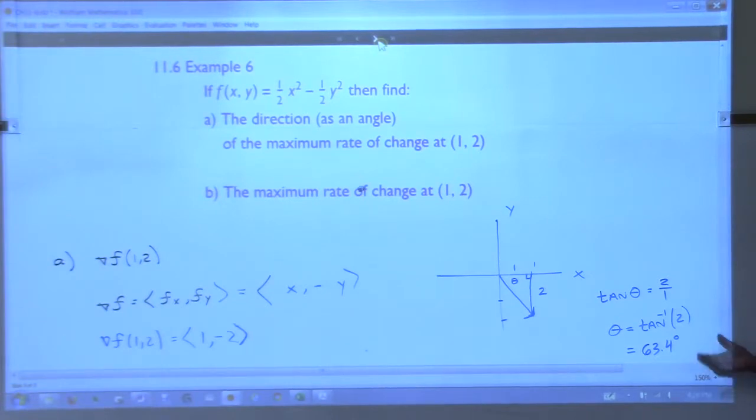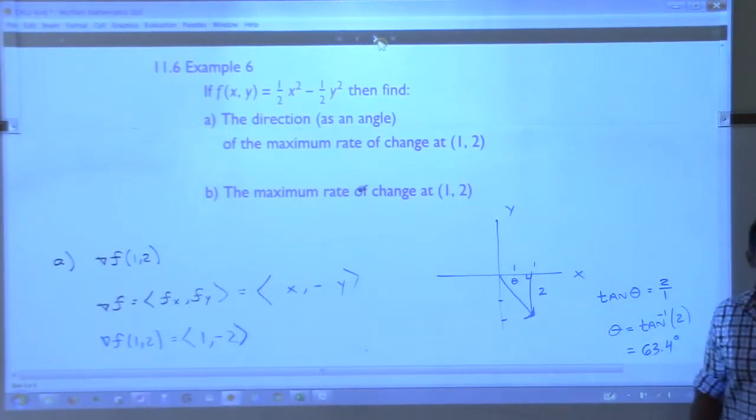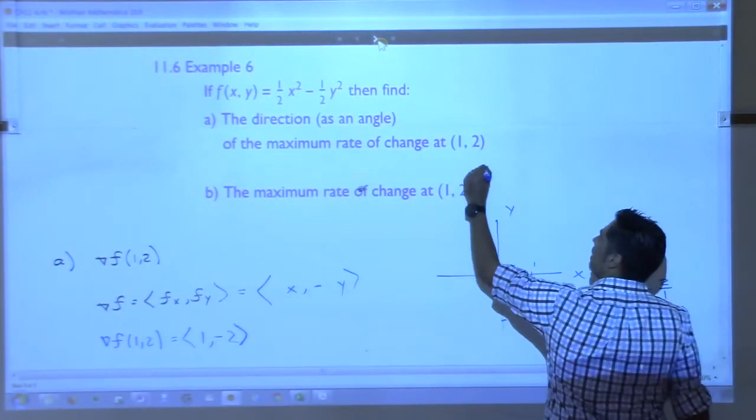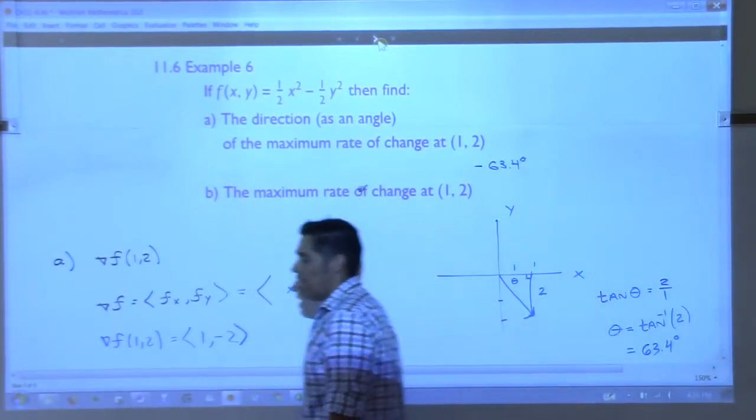Okay, now there's a little bit of a problem here because this didn't know what quadrant I was in, right? So we just need to understand that that's 63.4 degrees. So we're going to say negative 63, right? Because we're actually in the fourth quadrant. So negative 63.4 degrees relative to the x-axis. That's our angle.